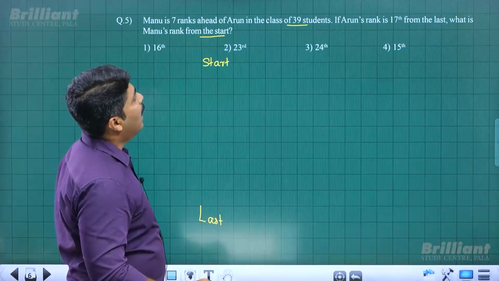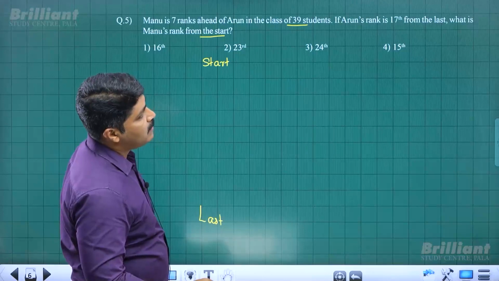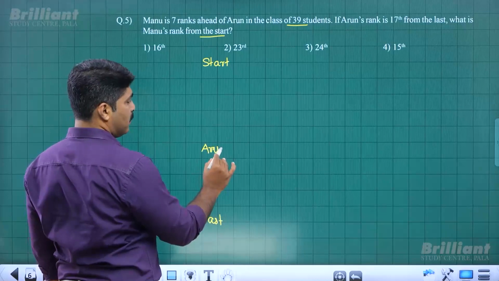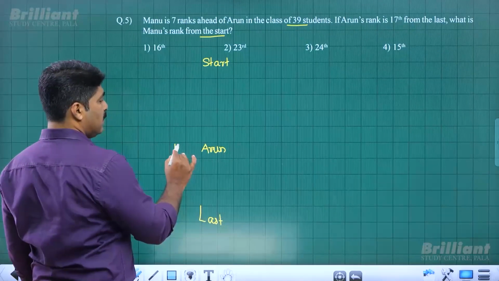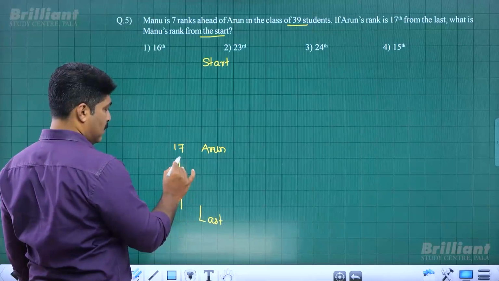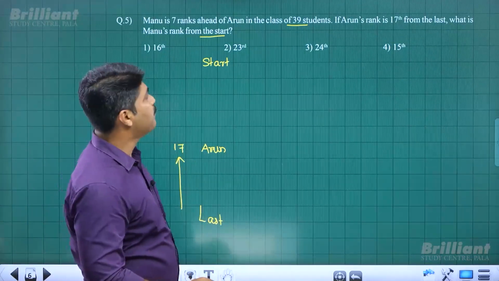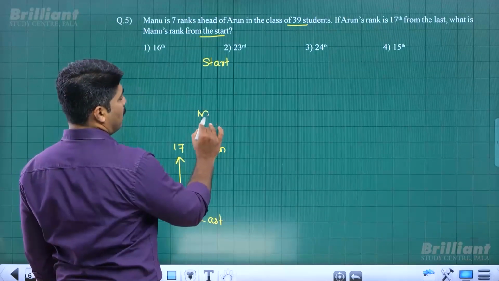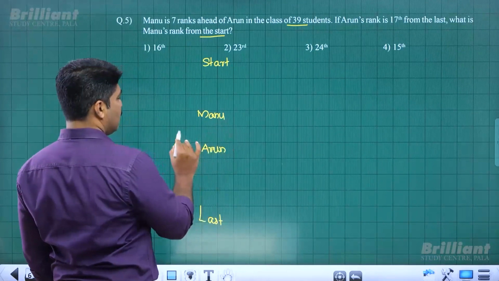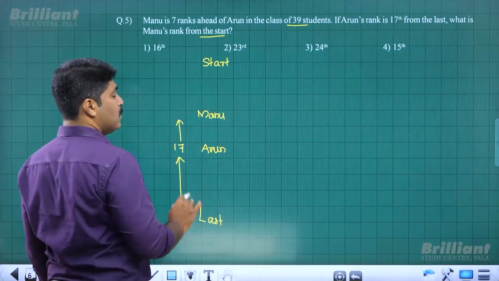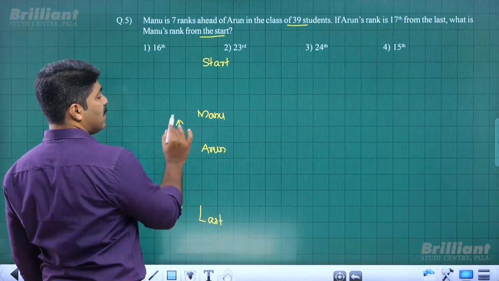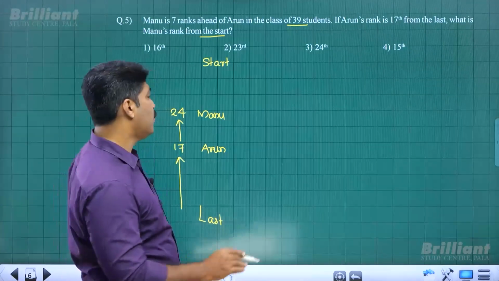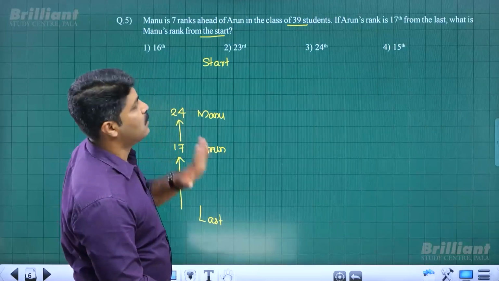Arun's rank is 17th from the last. And Manu is 7 ranks ahead of Arun. So that means 17 plus 7, which is equal to 24. Therefore, Manu's rank is 24th from the last.